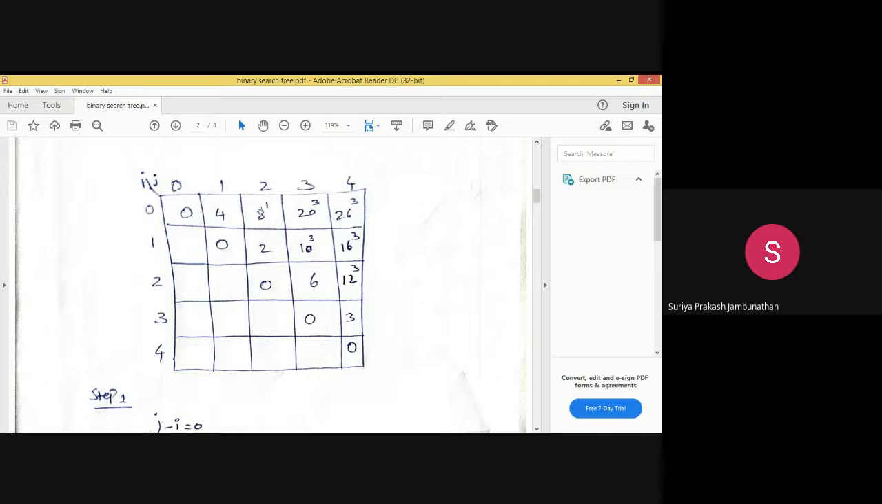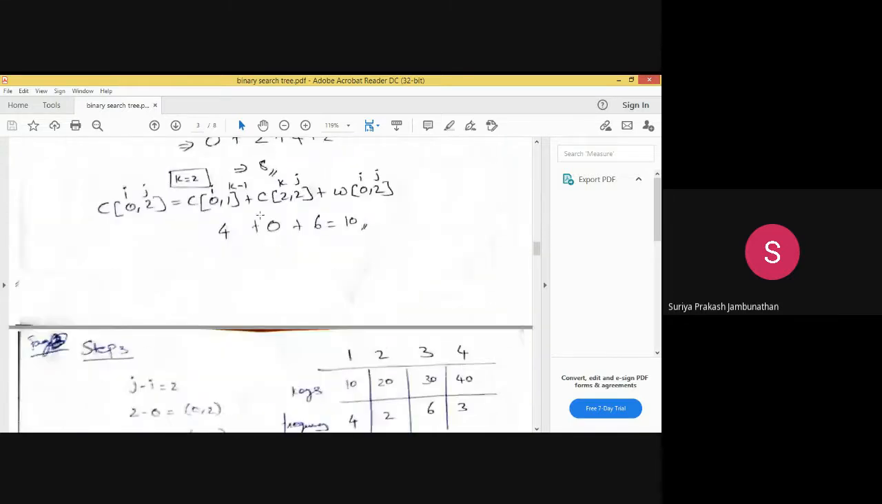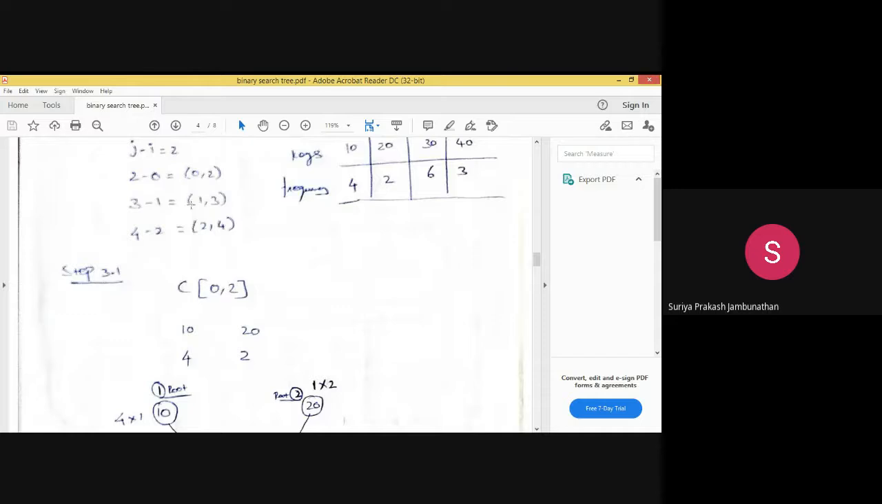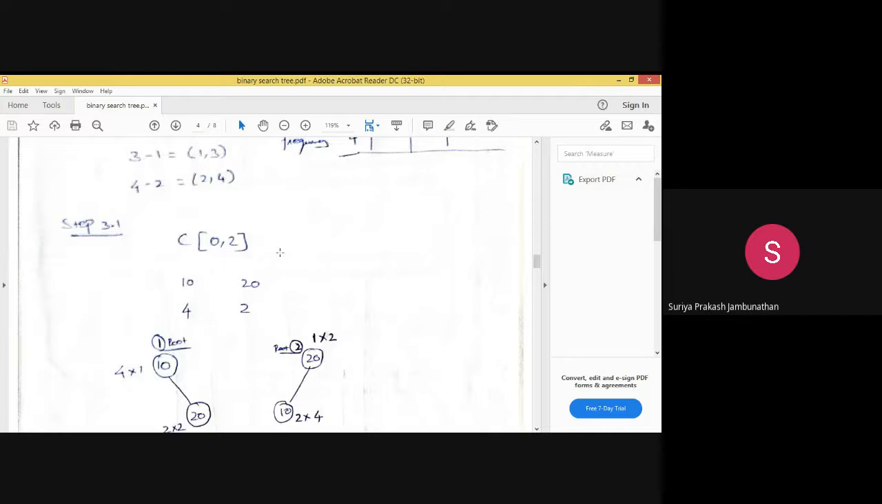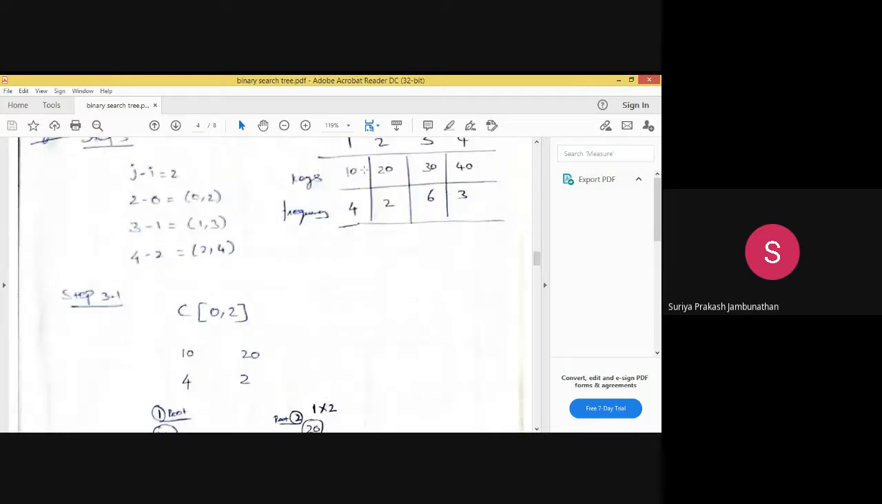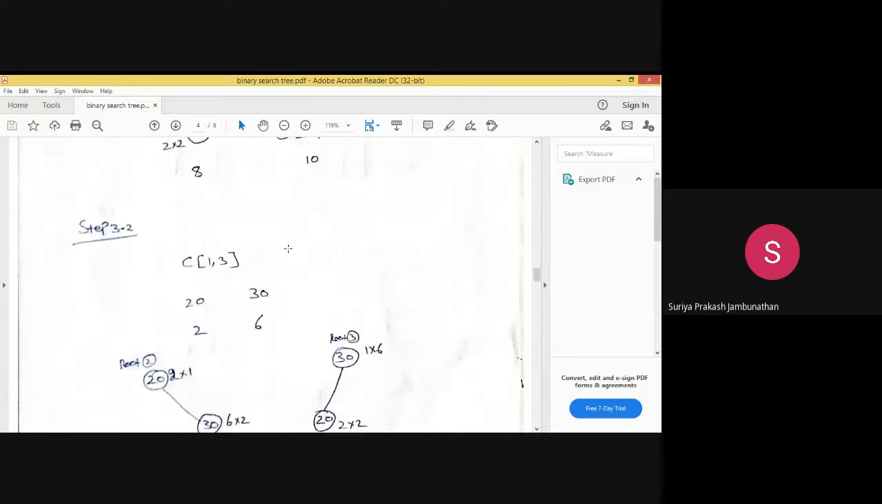Okay, so next, the first one is over, the second one, 1 comma 3, we have to identify. C of 1 comma 3. So what is C of 1 comma 3? 20, 30, 2, 6. So here why are we taking 20 and 30? Here 1 comma 2, so until 2 you can take 10 and 20. Here 3 we are having, until 3. The second one, until 3 we have.